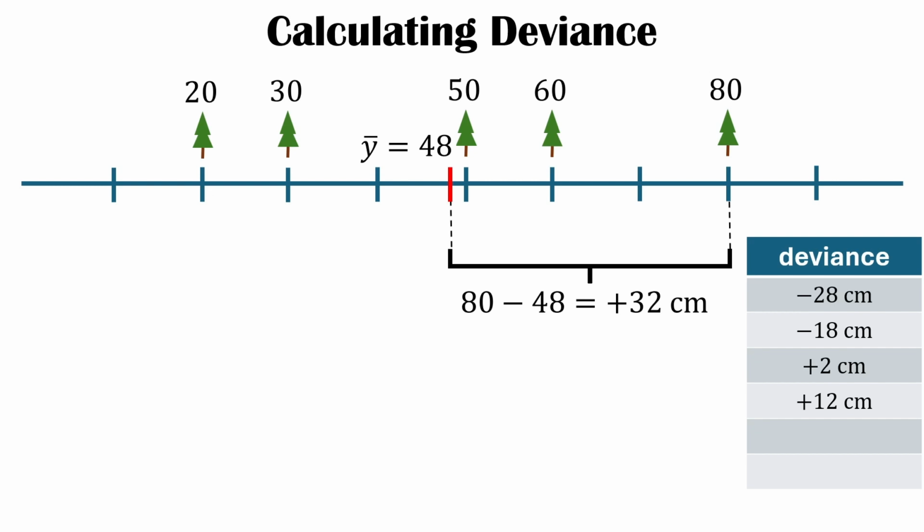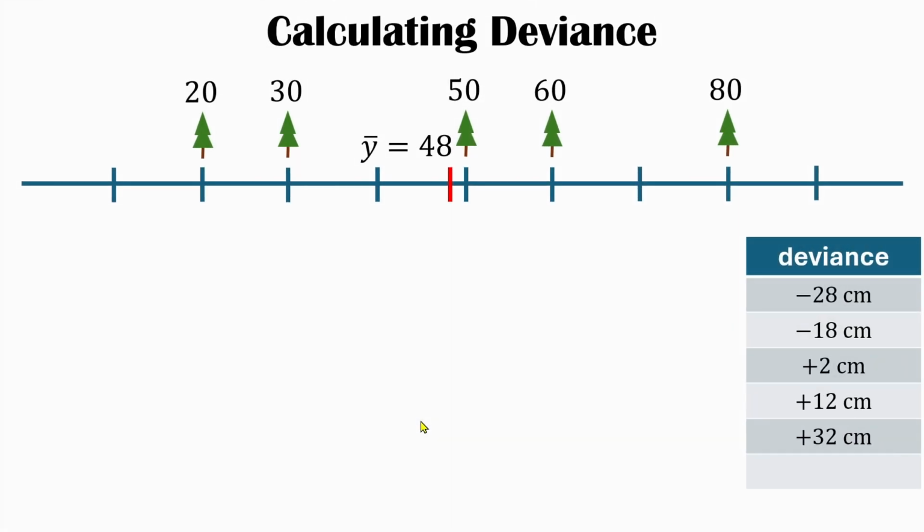Now, one thing to notice about all of these deviances is that when you add them together, you get 0. And the reason you get 0 is because the mean value is the center of all the data. And so the deviances to the left must all be the same as the deviances to the right. That's sort of what it means to be a mean value.